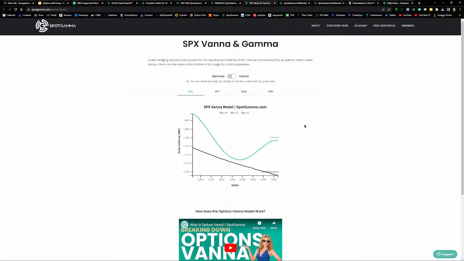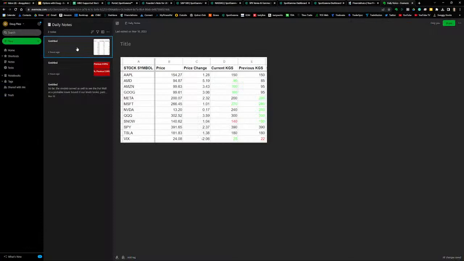All right, so that is the Vanna models, and let's wrap up the positional analysis. This is my key gamma strike list, and this is just a list of the stocks on my watch list, and I track the key gamma strike from the previous day to the current day. So the E column is showing the key gamma strike from yesterday, and the current key gamma strike, the D column, is showing the key gamma strike for today. And I compare the numbers and I color code them.